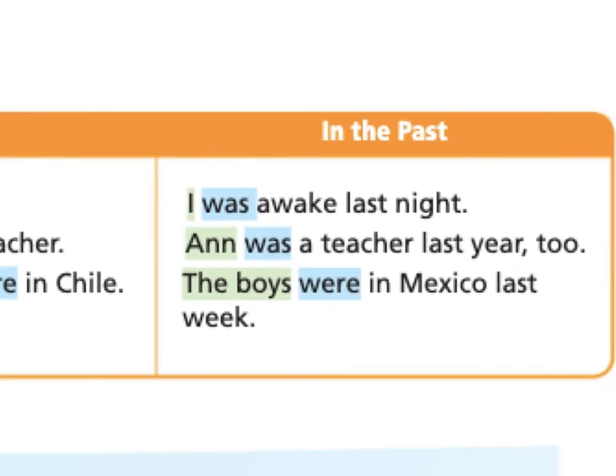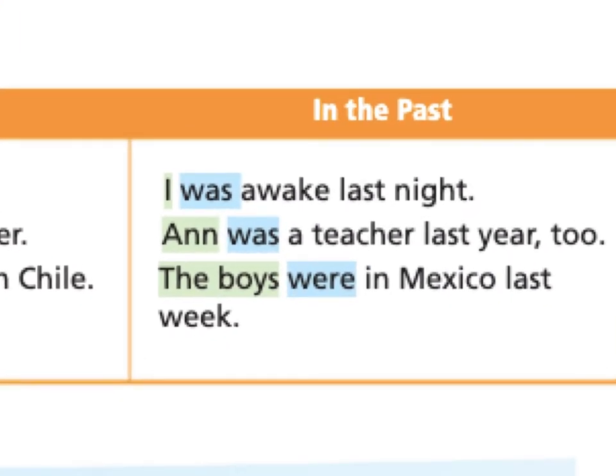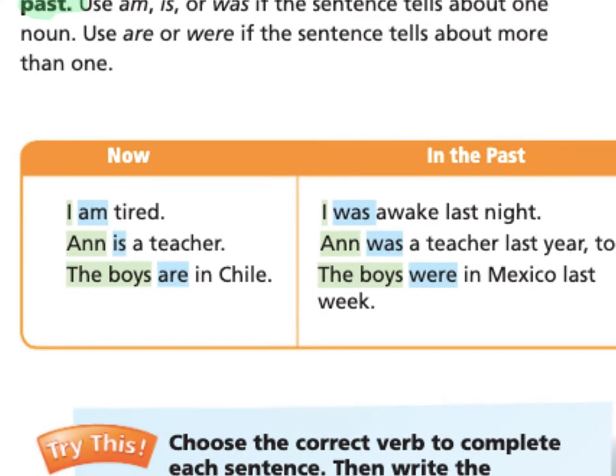Now, if it happened in the past, I was awake last night. Anne was a teacher last year too. The boys were in Mexico last week. Notice that both sentences with the boys, that has a plural subject. There's more than one. So the verb is are for now and were in the past.